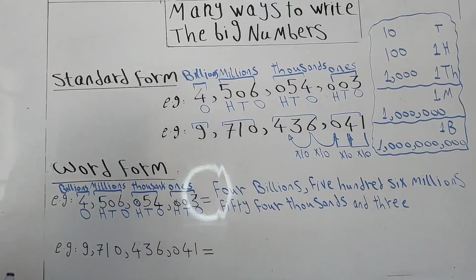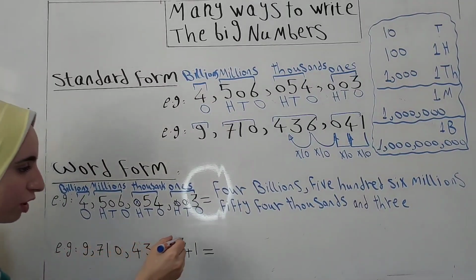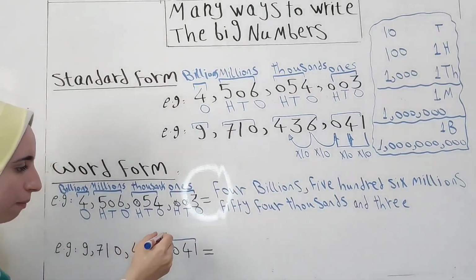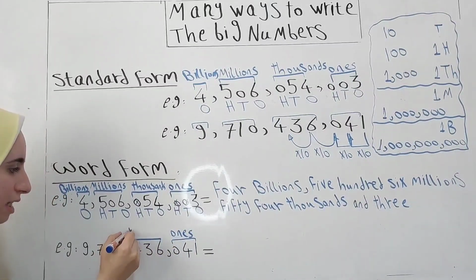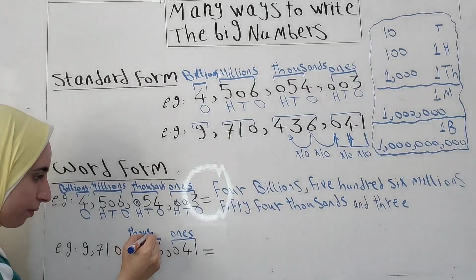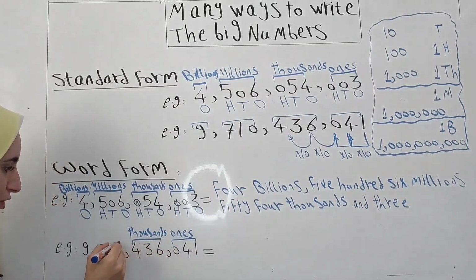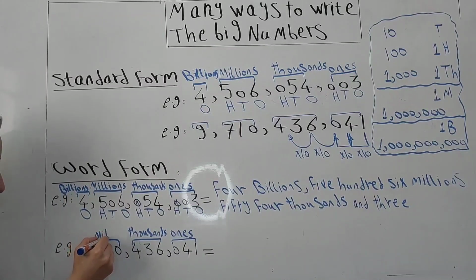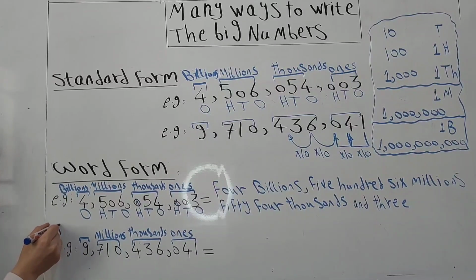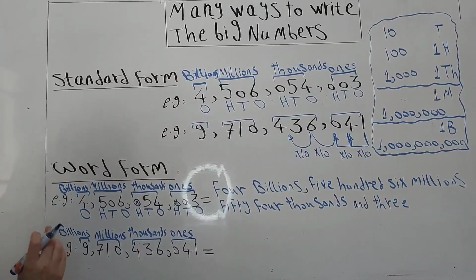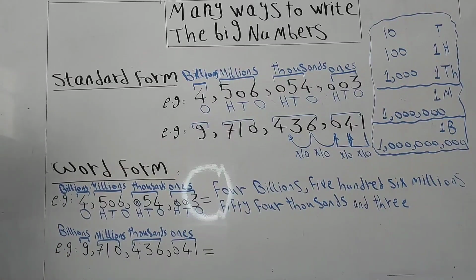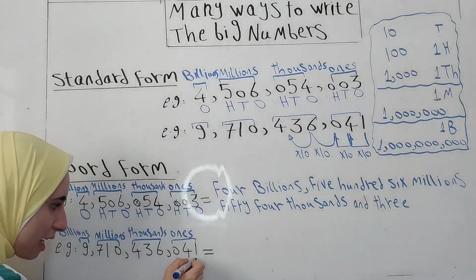Let's take another given example. At the first, we write the name of each family above. This family is called ones, and this family is called thousands. And the third family is called millions. And the fourth, or the biggest family, is called billions or milliard. Now, we start from the left and read each family alone.